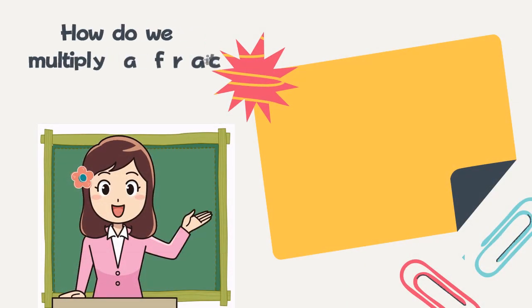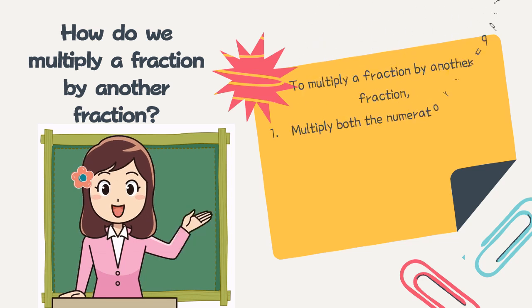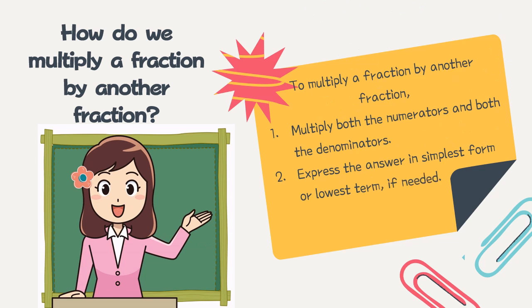So now, how do we multiply a fraction by another fraction? Very good! To multiply a fraction by another fraction, multiply both the numerators and both the denominators. And don't forget, express the answer in simplest form or lowest term if needed.